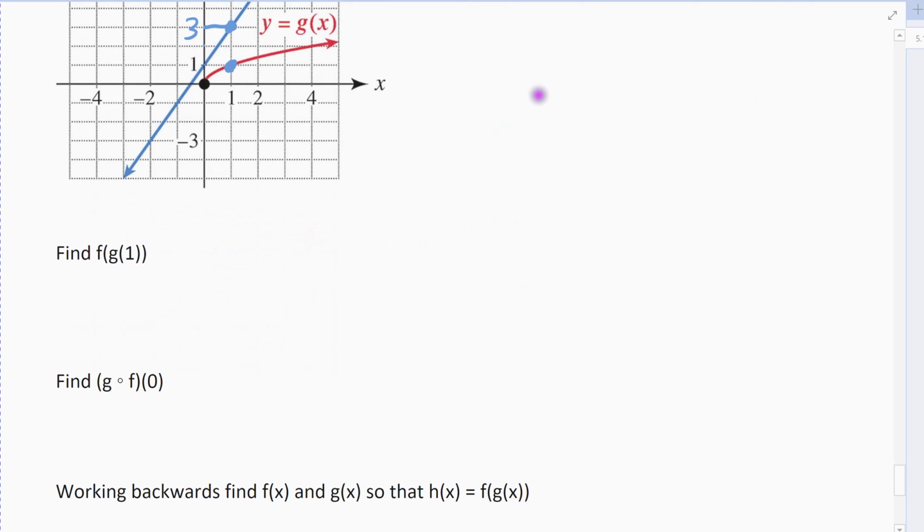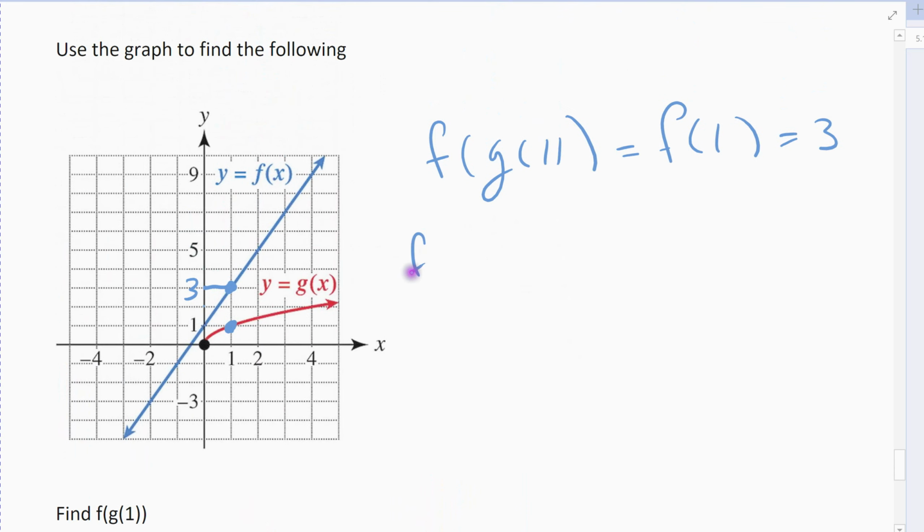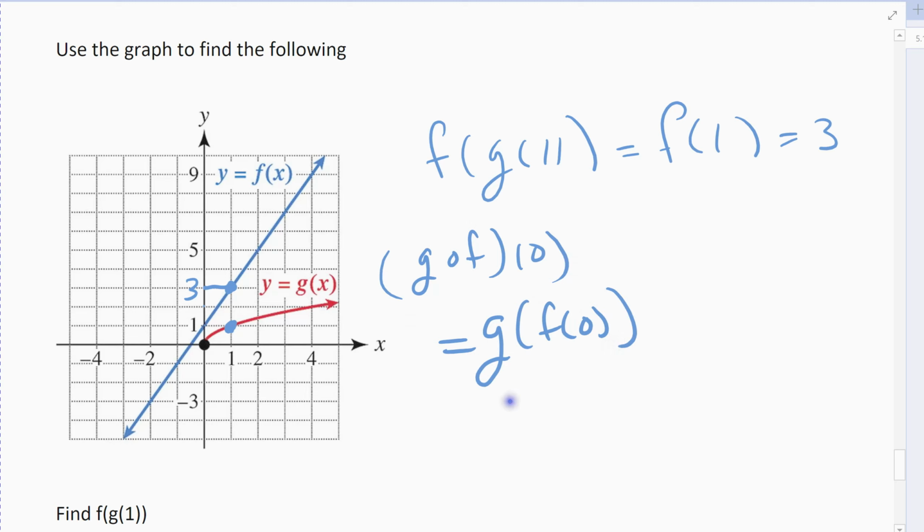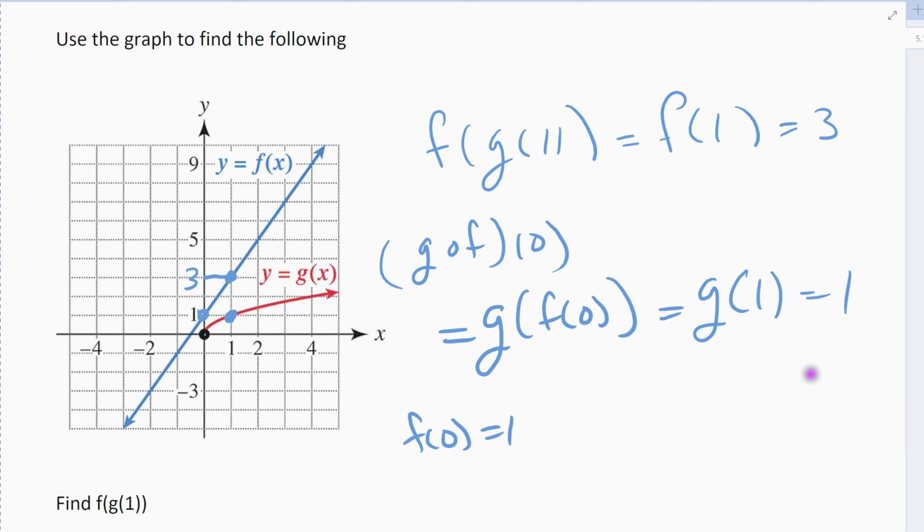Alright, the next one was g of f of 0. You have to recognize this form, but I actually think it's easier to always write it in the other form. So it's g of f of 0, right? F of 0 is my input. The first thing we do is find f of 0. F of 0 is 1. And so then it's g of 1, which we know g of 1 is 1. Right, so that's a graphical example.